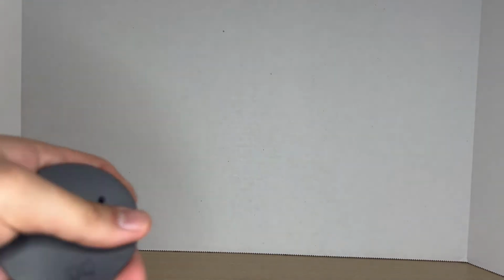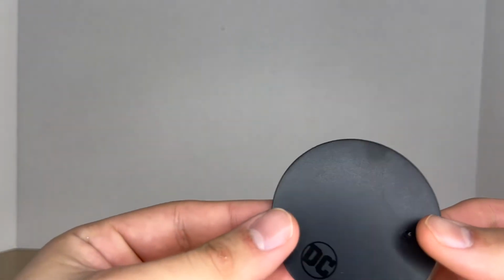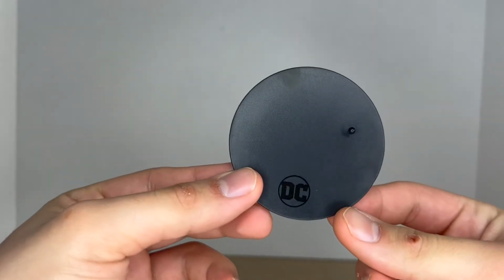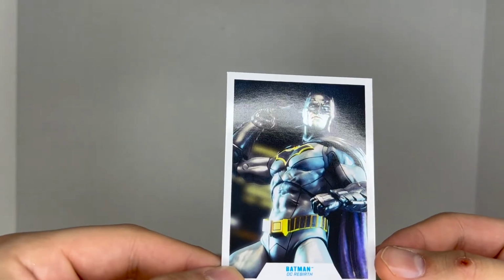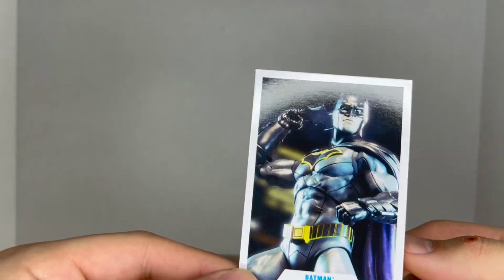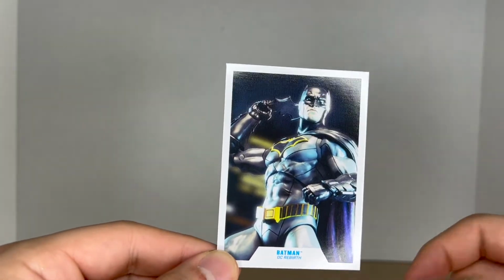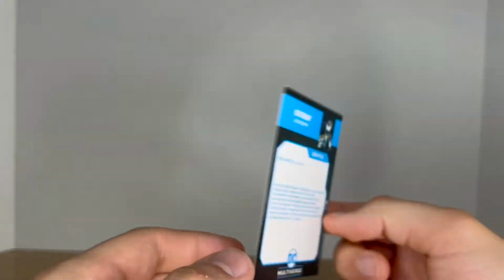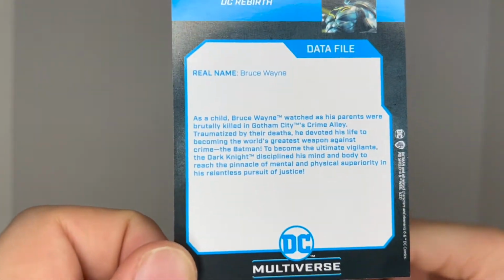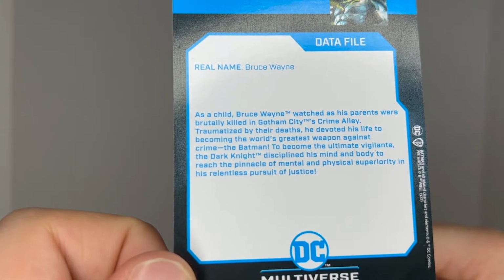So before we take a look at the figure, let's take a closer look at his accessories. First, he comes with this basic DC Multiverse stand. Then he comes with this trading card, really cool looking. I like the card art. Wish it was zoomed out a little bit, like in the back of the box. But this is still cool. Here's the bio if you want to read it. Pause it right now.